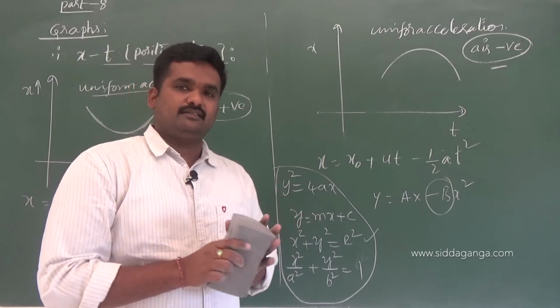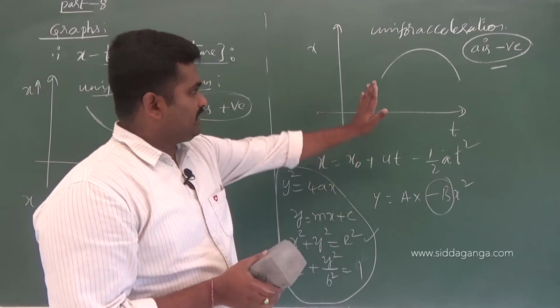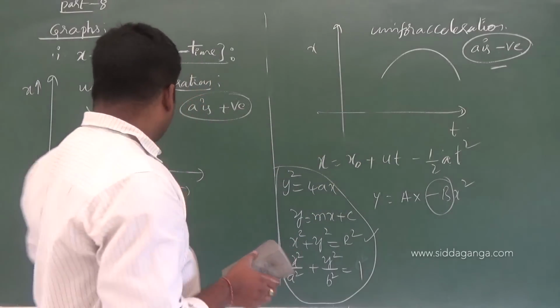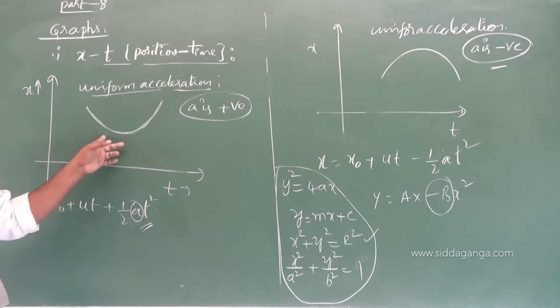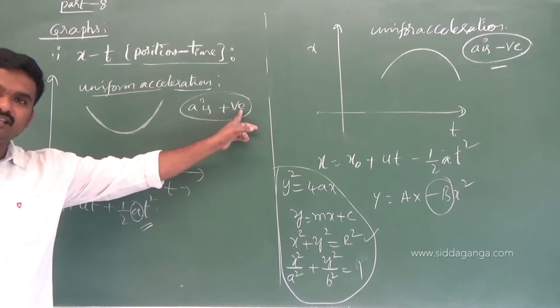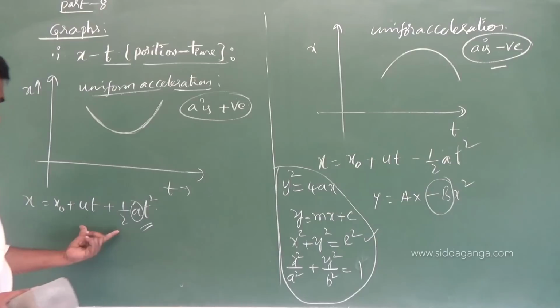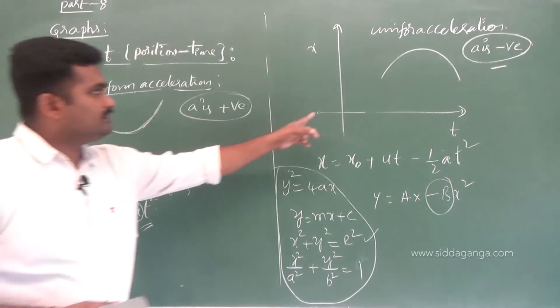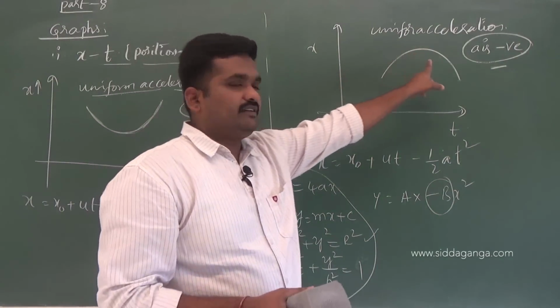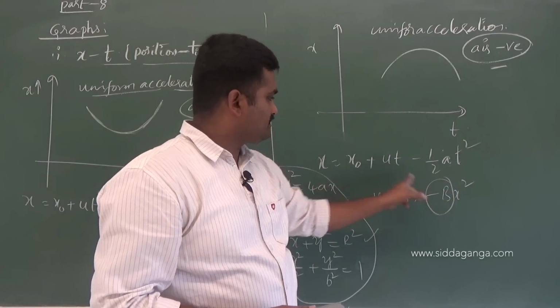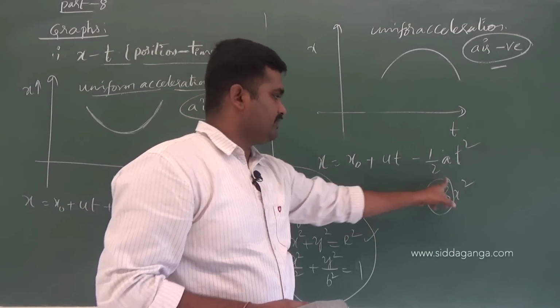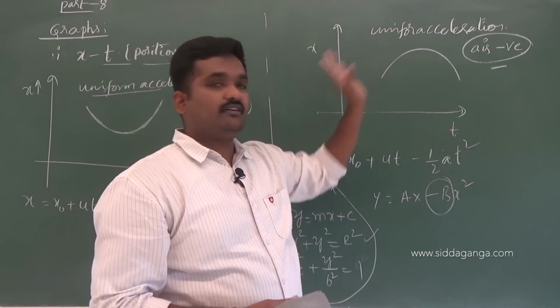In mathematics, in conic sections, you are going to learn that, but as of now, remember this. What does this represent? This is a curve which represents what? A body moving with uniform acceleration, no doubt, with positive acceleration. This is the equation for this curve. And here, uniform acceleration, no doubt, but with negative acceleration, this kind of equation of the form ax minus bx square. This is the graph we are going to draw.